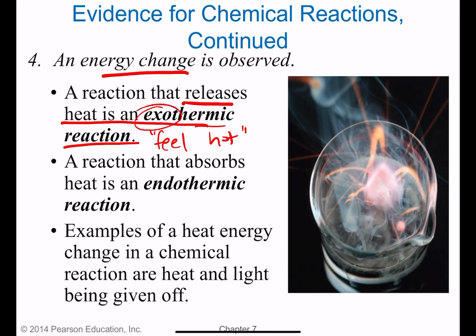Energy is leaving the reaction, which is going to be classified as the system, and it's going into the surroundings, which includes the test tube and your hand. Because there's an energy change, we know the chemical reaction must have occurred.